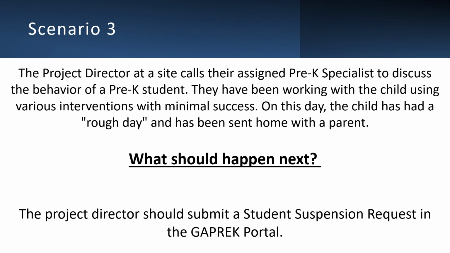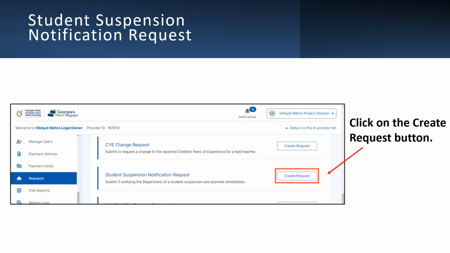The project director should submit a student suspension request in the Georgia Pre-K portal. Student suspension notification request refers to the process of creating a suspension request on the portal for a student. Once the provider submits the request on the portal, the pre-K staff will be able to view it. To create the student suspension notification request, perform the following steps. On the Student Suspension Notification Request tile, click the Create Request button.